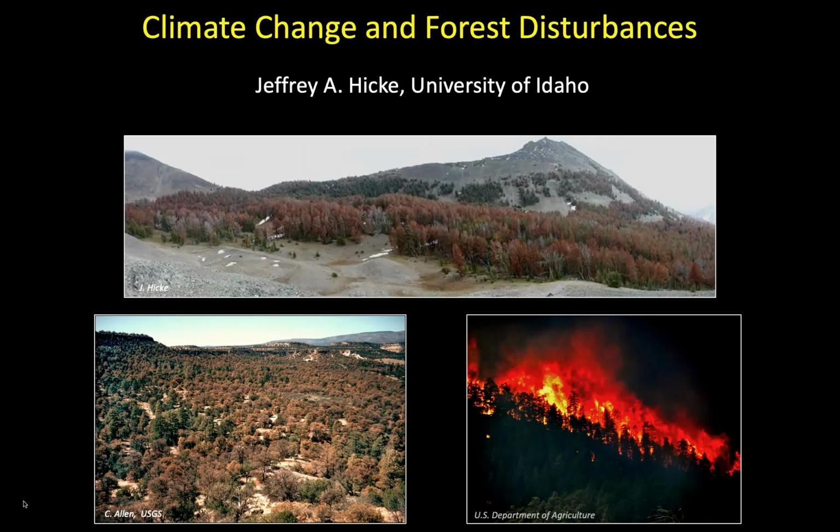I'm going to focus on the three major forest disturbances of the Western US. At the top, insect outbreaks. In the bottom left, drought-induced tree mortality. In the bottom right, wildfires. And for each, I'll talk about some of the characteristics and how climate change is affecting these.